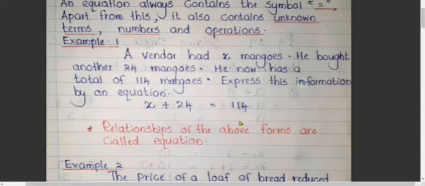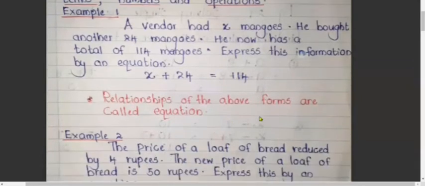Now you can see equal sign, unknown term, a number, another number, and mathematical operation, plus sign. Relationships of the above forms are called equation.